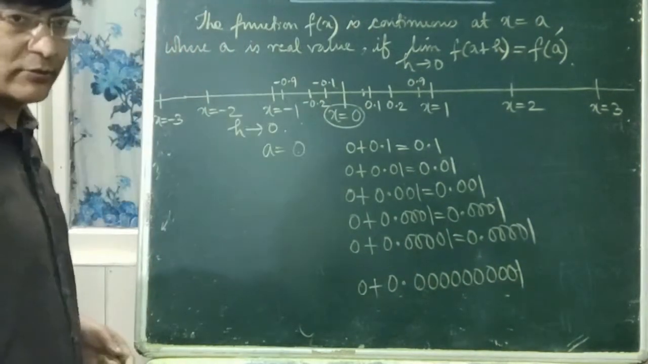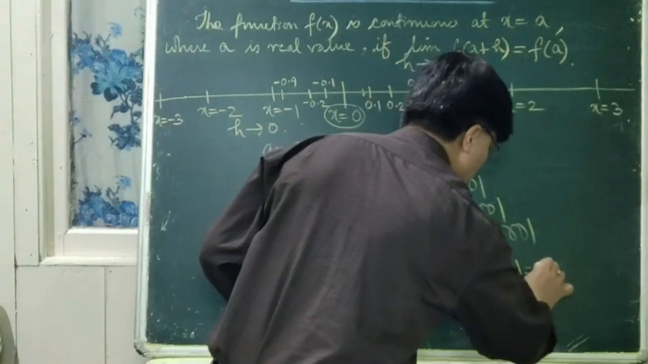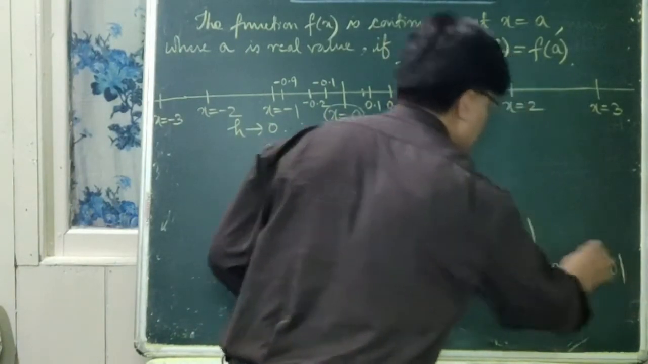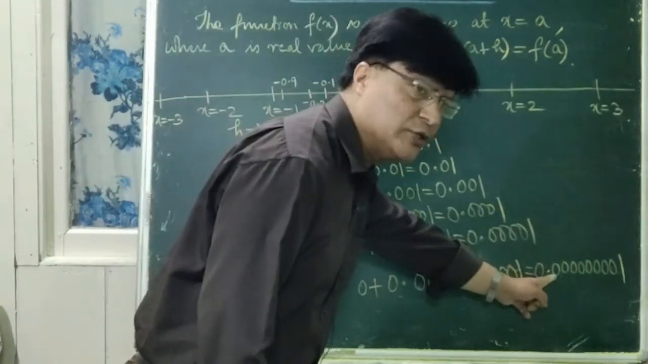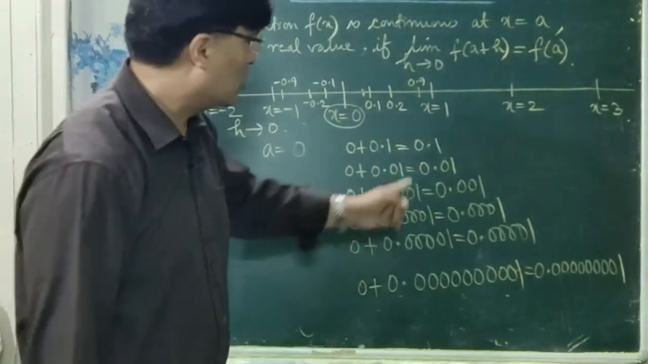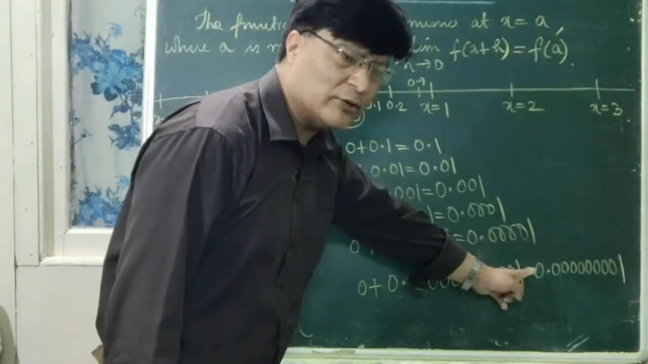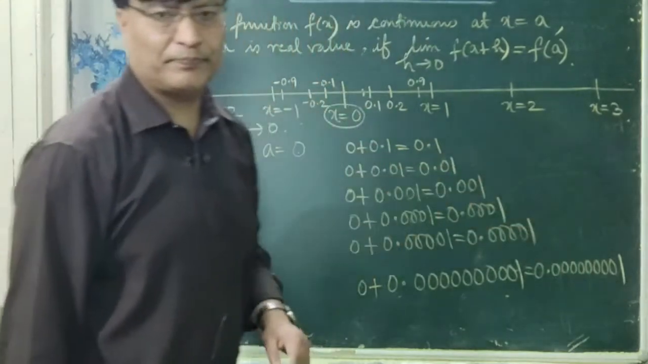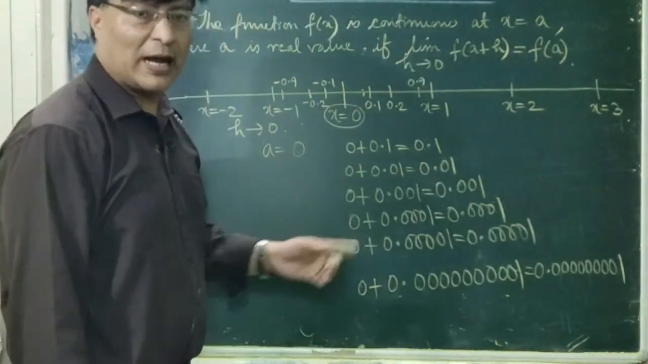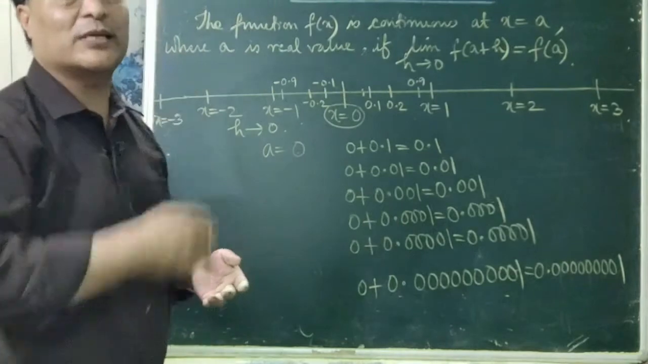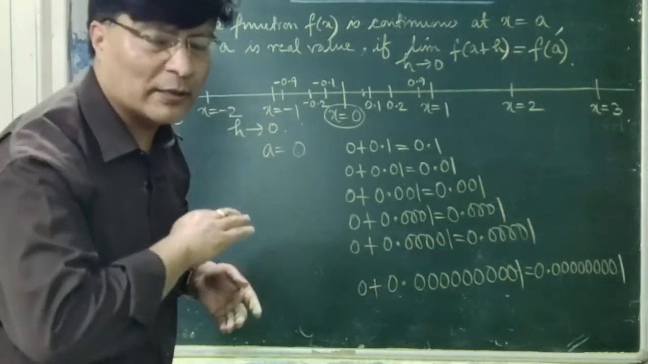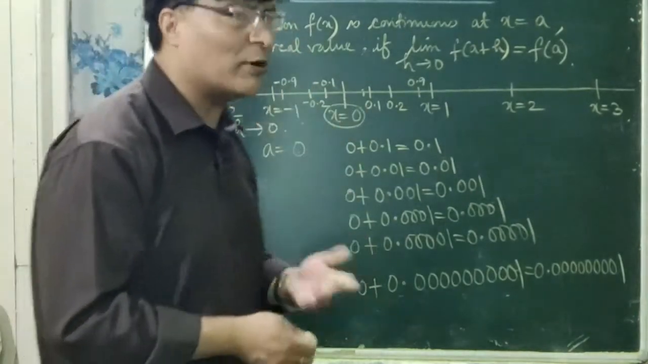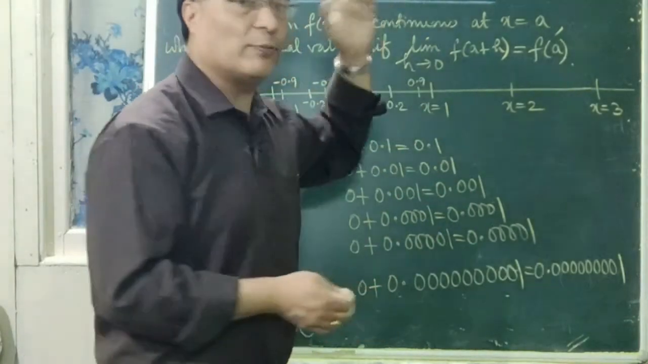So which is equal to 0.000000001, how many zeros? 5, 6, 7, 8, 9. This is even closer to 0. Than 0.1, which one is closer to 0? This one, with 9 zeros and 1. Still there can be more. After the decimal point there may be 20 zeros and 1. After the decimal point there may be 1000 zeros and 1. There are infinite number of values in between this 0 and 0.1.